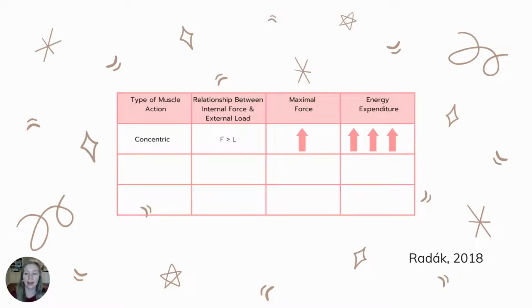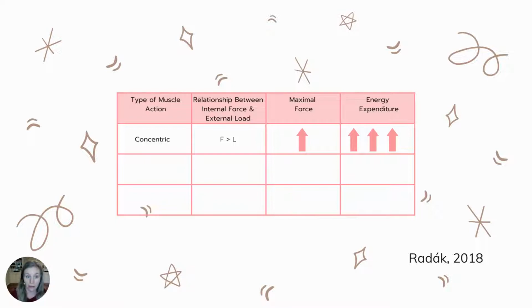Radek in 2018 brought forward this great and well-described table, so I'm going to share it with you here today. If we look at the table headings, we're looking at a couple of things: the relationship between the internal force and the external load; the force that's produced in this type of muscle action, and is it close to maximal force; as well as the relationship to the energy expenditure required for that muscle action.